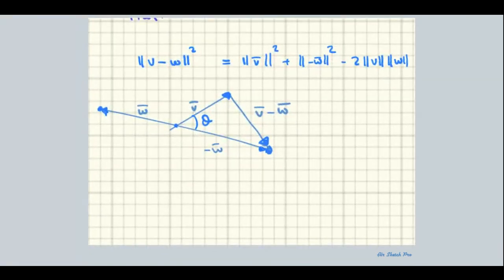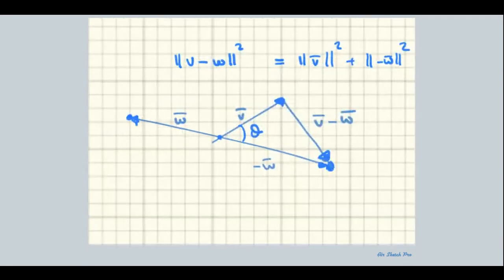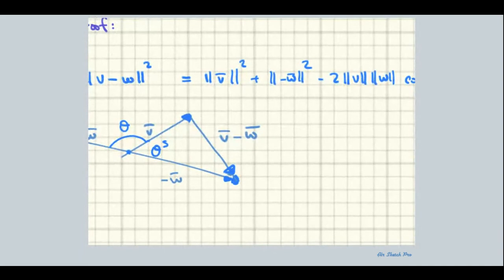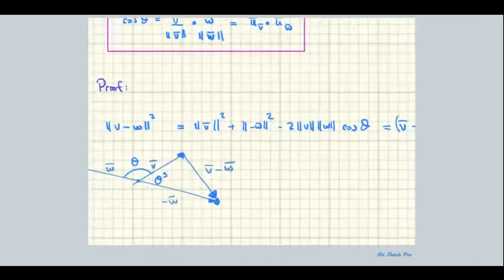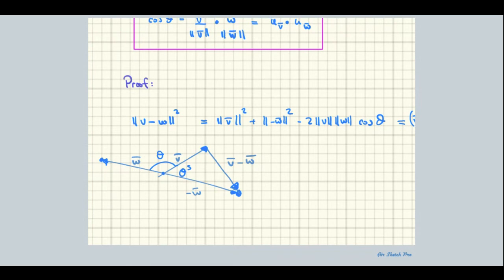Did I write that right? Here's the angle between V and W. What happens when I go too fast? And here's the supplement of the angle between V and W. And I'm going to calculate the length of this using these two. I did something wrong with this, and it's bugging me, and I should have done this better.